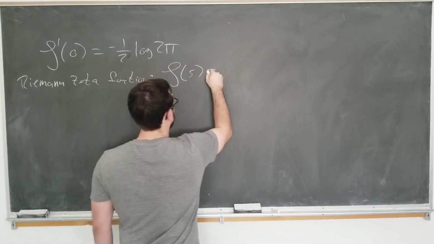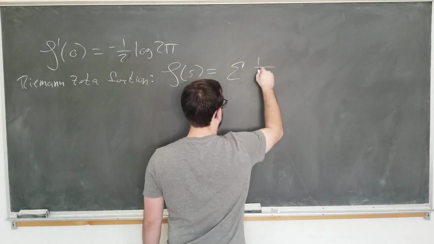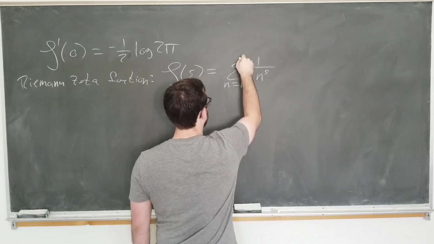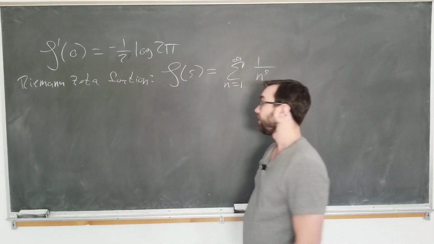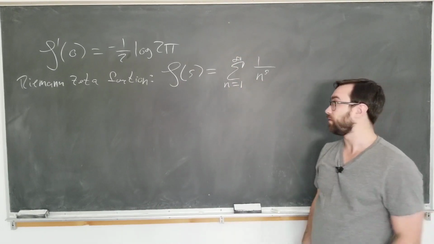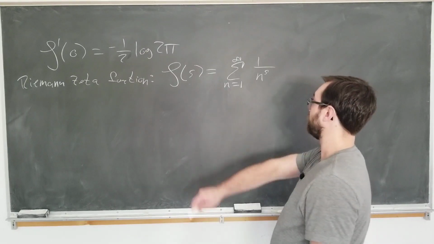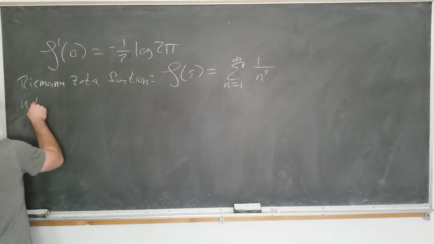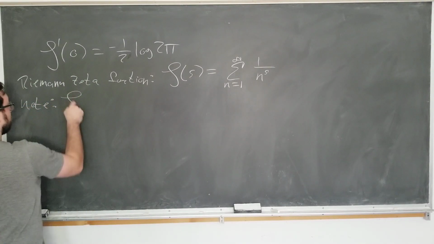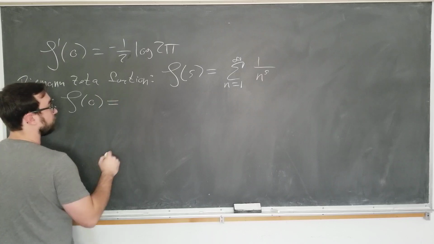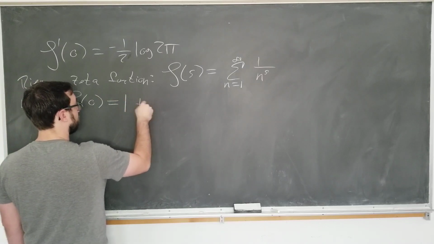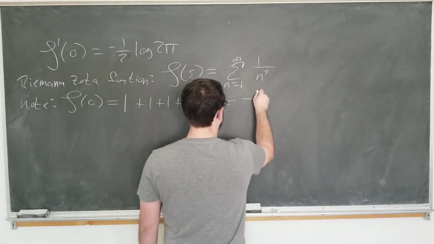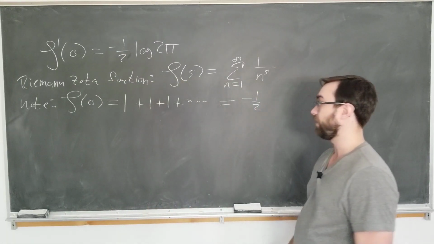Zeta of s is the sum of 1 over n to the s from n equals 1 to infinity. We're going to be looking at the derivative of the zeta function, evaluated at 0. But first, let me note that we already know that zeta of 0 is the following sum, which is 1 plus 1 plus 1 plus etc. is equal to minus 1/2. This is a very famous result.